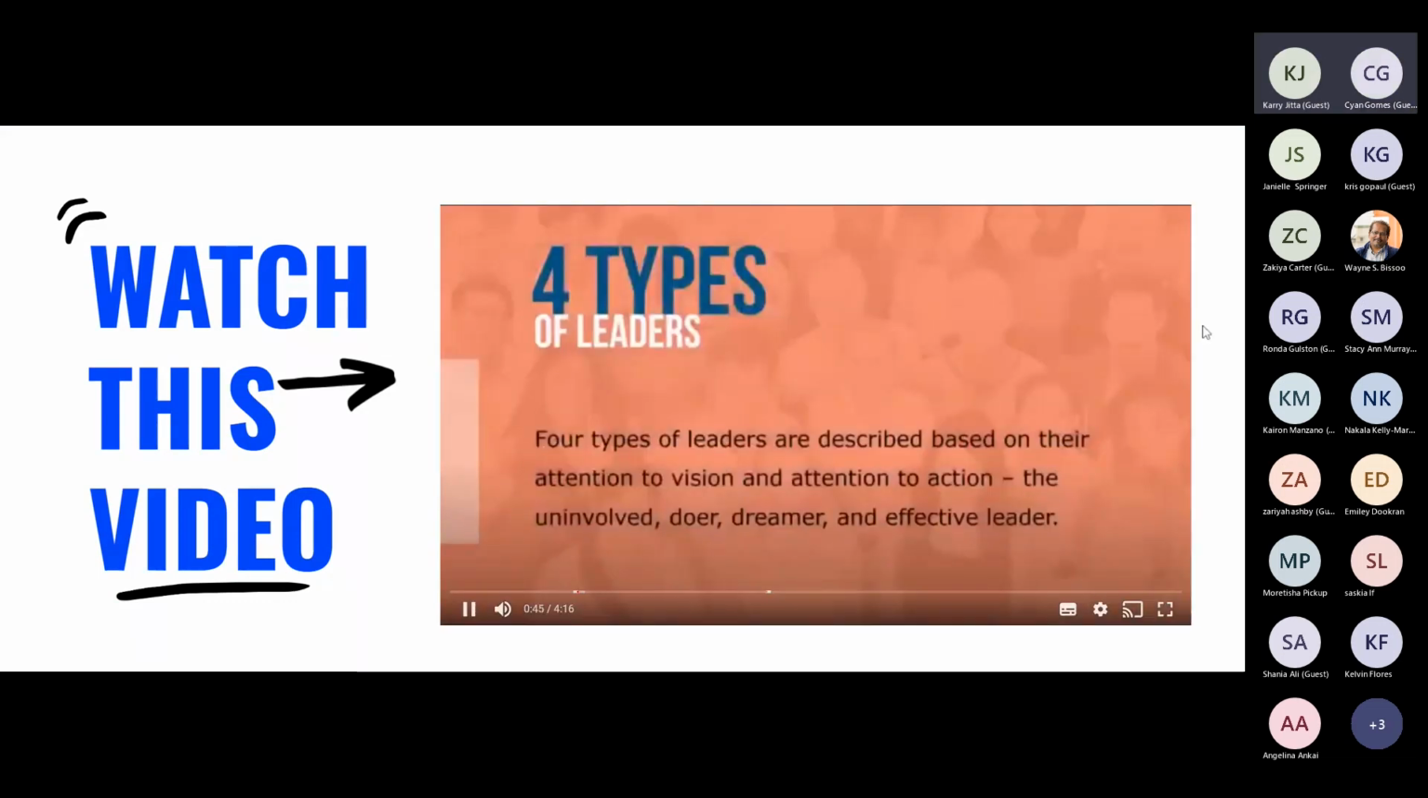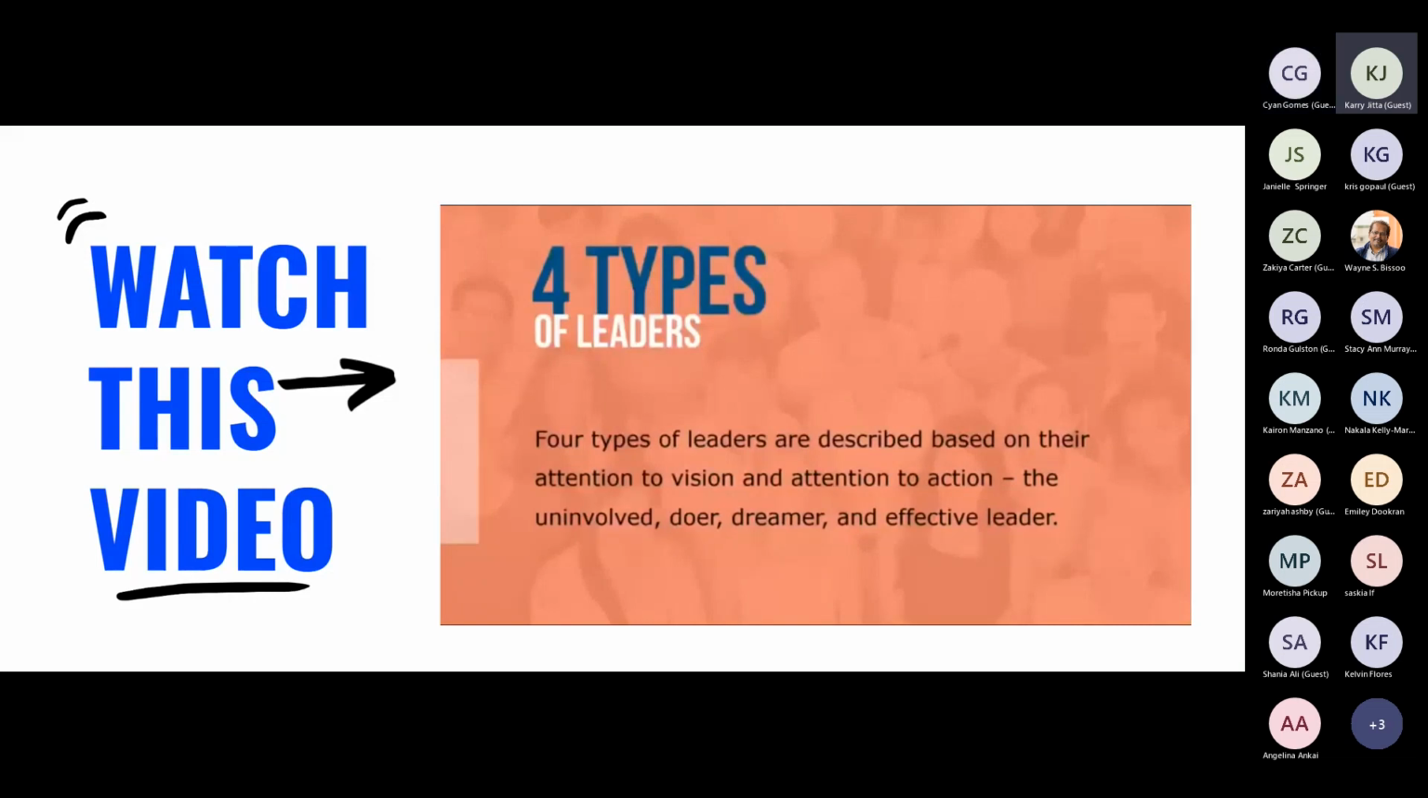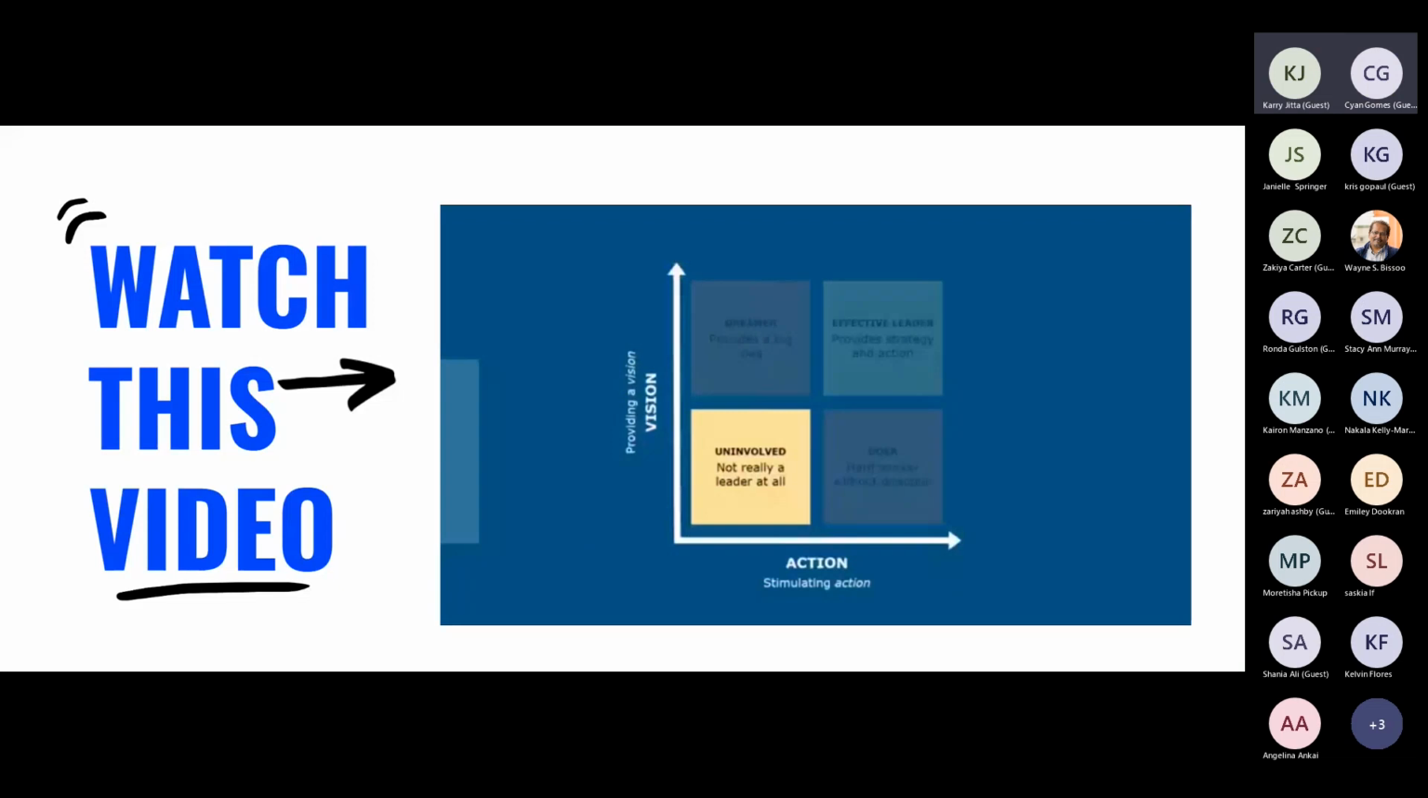Four types of leaders are described based on their attention to vision and attention to action: the uninvolved, the doer, the dreamer, and the effective leader. Let's take a look. The leader who's low in both providing vision and stimulating action is uninvolved, not really a leader at all. The leader who's all action and little vision is a doer. He or she may be a hard worker and dedicated to the job and organization, but the doer is working blind.